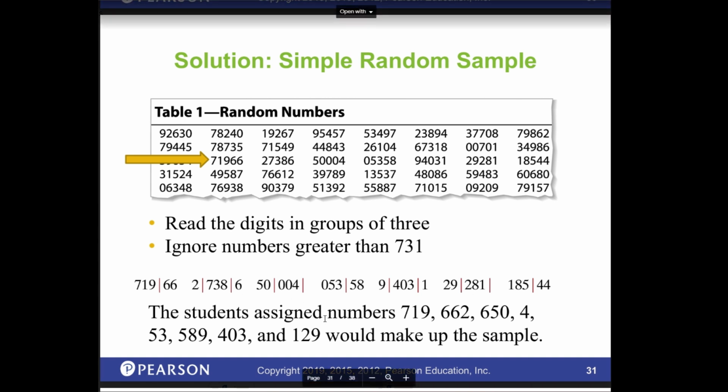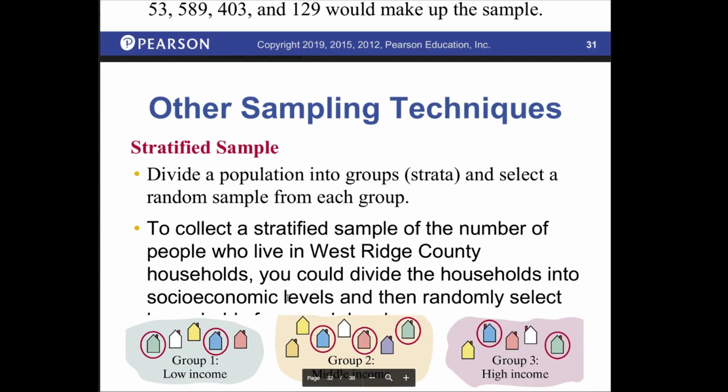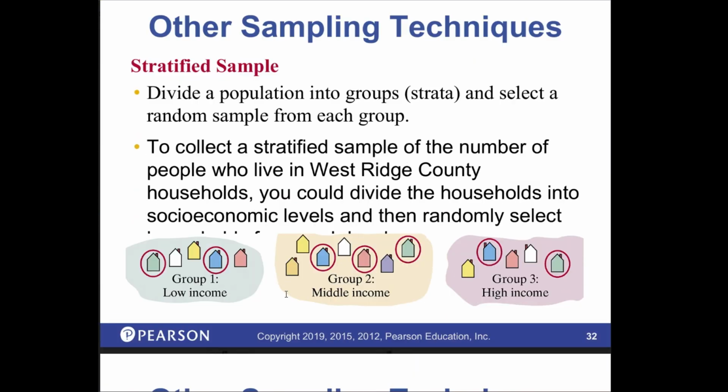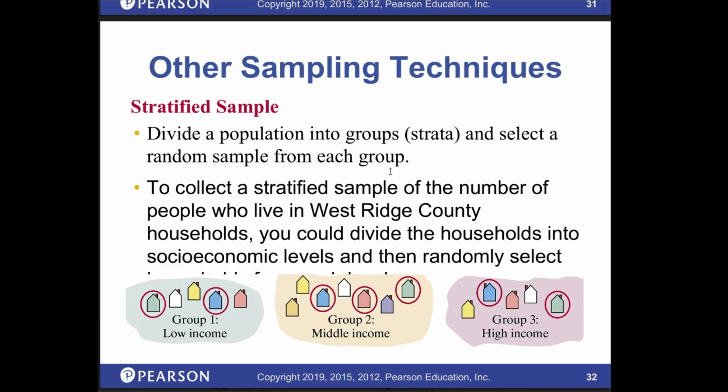And then the students have assigned numbers 719, 662, 650, 4, 53, 589, 403, and 129 would make up the sample. And then a stratified sample, we divide a population into groups, strata, and select a random sample from each group. To collect a stratified sample of the people who live in Westridge County households, you can divide the households into socioeconomic levels and randomly select.